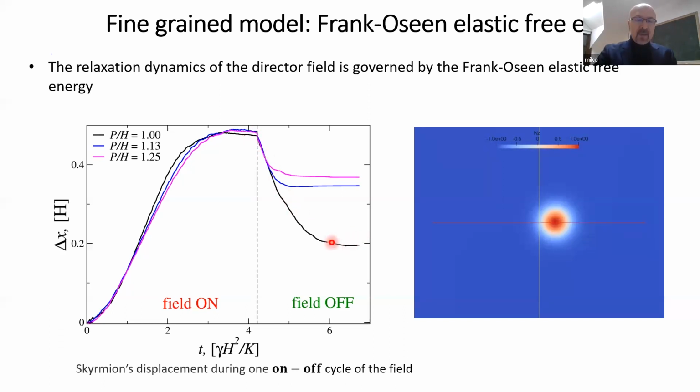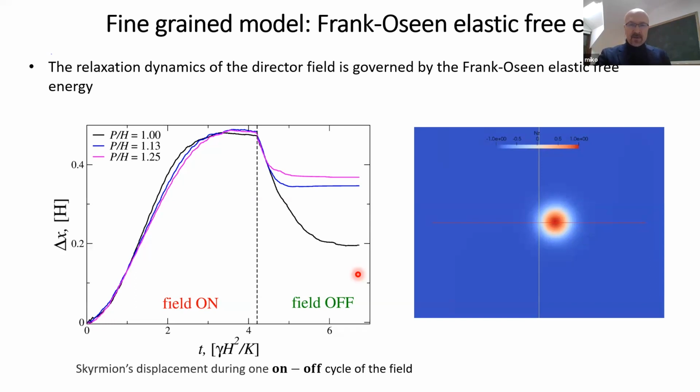And this asymmetry is the main mechanism of achieving translational motion. So the on curve and off curve are asymmetric in the sense that the director relaxes towards the equilibrium state in a different, non-reciprocal way. And we can exploit this asymmetry, this net offset, to choose the frequency and to control the velocity of skyrmions.